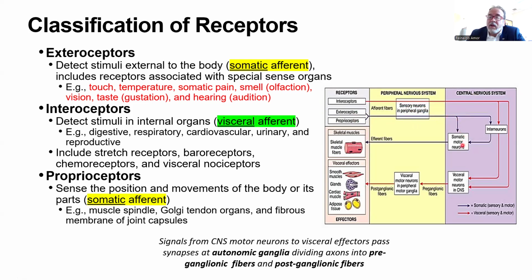relayed to a somatic motor neuron located in the anterior gray horn. And those motor neurons are going to control voluntary activities like skeletal muscle activity. You can also see that the information can be passed on as well to interneurons. And from interneurons, it can be passed on to somatic motor neurons, and it can also be taken to the brain as well.